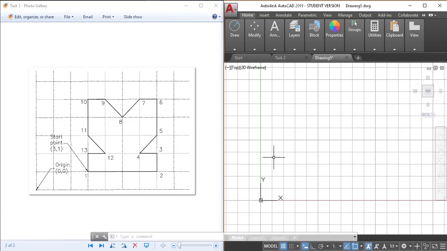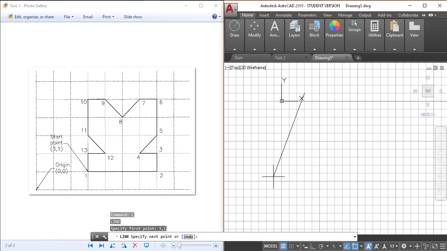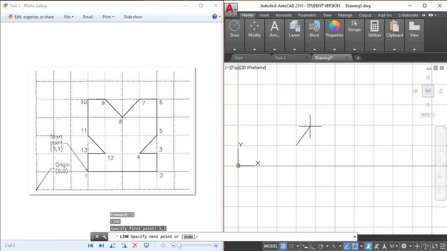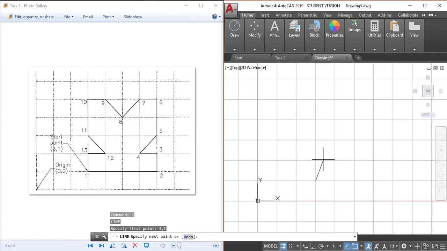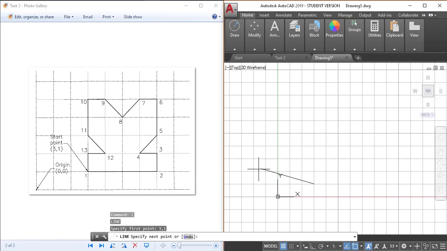So we will invoke the line command by typing L. Dynamic input mode should be off for absolute coordinate system. So first point is 3, 1. We have to zoom in because we cannot see it. Okay, so now the coordinates of second point are 1, 2, 3, 4, 5, 6, 7 and 1 box in y-axis. So 7, 1.